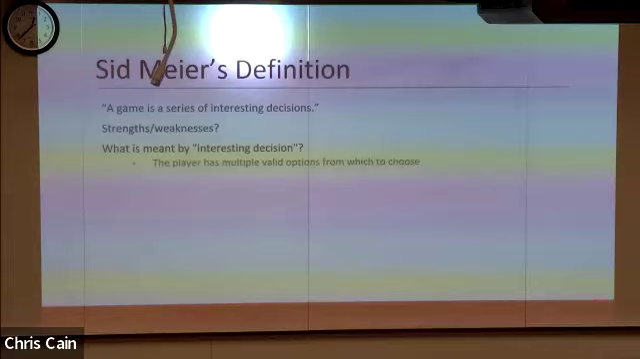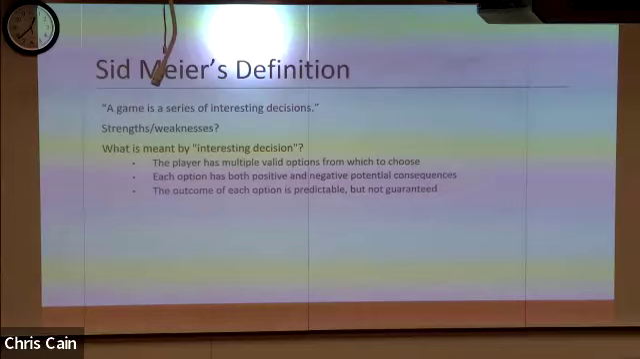So the player needs to have multiple valid options from which to choose. That seems to be the first really important part of an interesting decision. Options have positive and negative potential consequences. There might be something that goes wrong if you make the choice. The outcome is predictable but not guaranteed.